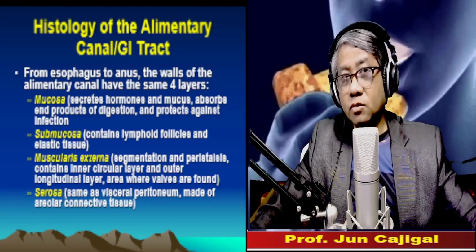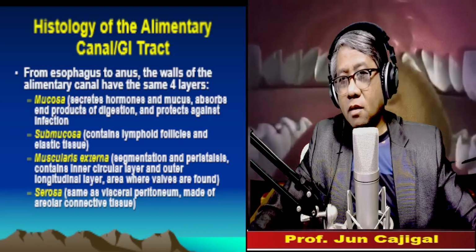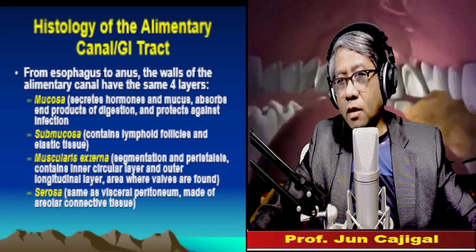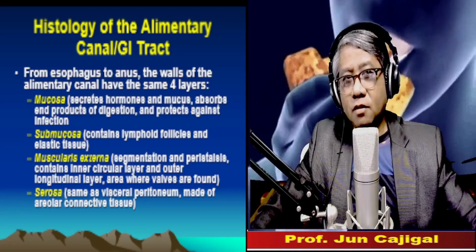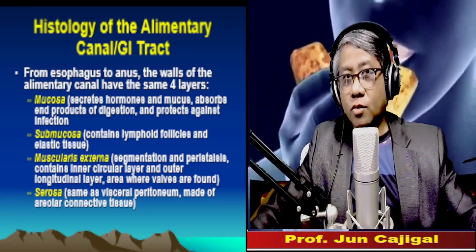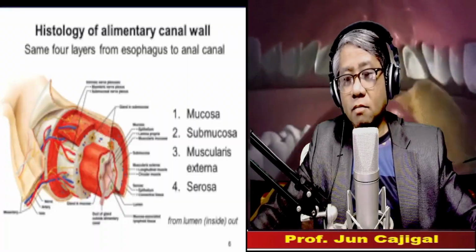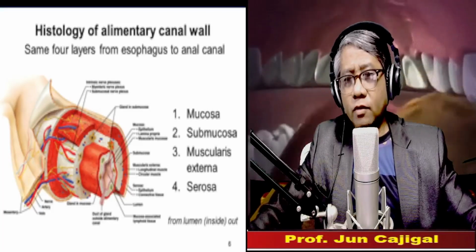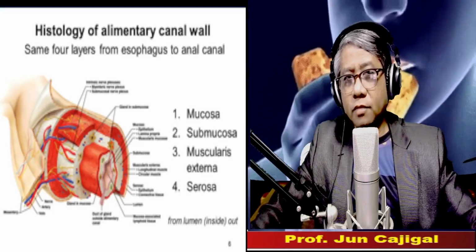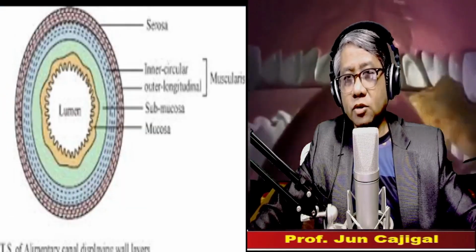And above the muscular layer is the serosa. This is the same as the visceral peritoneum made up of areolar connective tissue. And again, you have to take note that these 4 layers are the same from esophagus to anus. Now, to help you visualize the location of these 4 layers, let's take a look at this illustration.